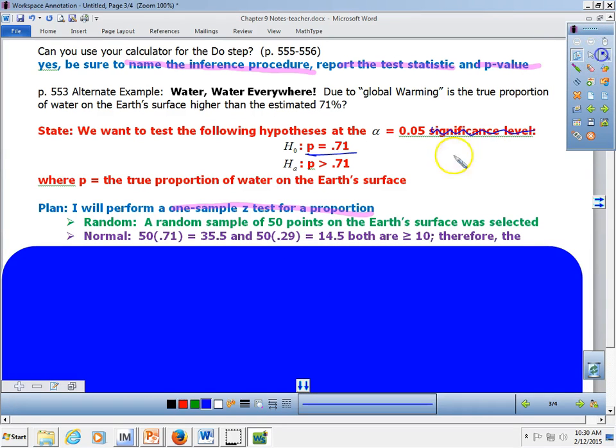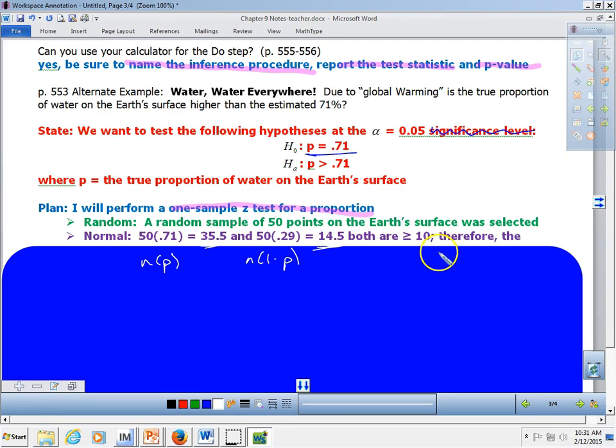Normal. Well, remember that our normal comes from n times p and n times 1 minus p. Now, unfortunately, we're not going to have just the number of successes and failures like we did in the interval situation, right? We have to actually calculate out how many successes and how many failures we would expect to get if the null were true. So out of a sample of 50, if the null were true, if p really was 0.71, then we would expect 35.5 successes and 14.5 failures. Both are bigger than 10.